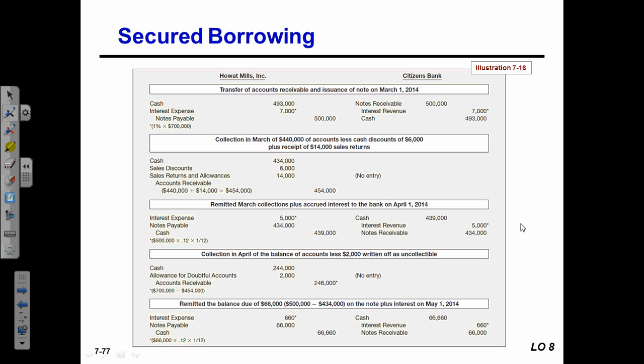Well, what interest did I really pay? Okay, debit interest expense for the 5, debit notes payable for the full 434 that I collected. So I gave them the interest in addition, right? And then credit cash for 439. Sound good? They debit cash, credit interest revenue, and credit notes receivable. What was my interest rate for that 1 month, really? It wasn't 1%. What was it?